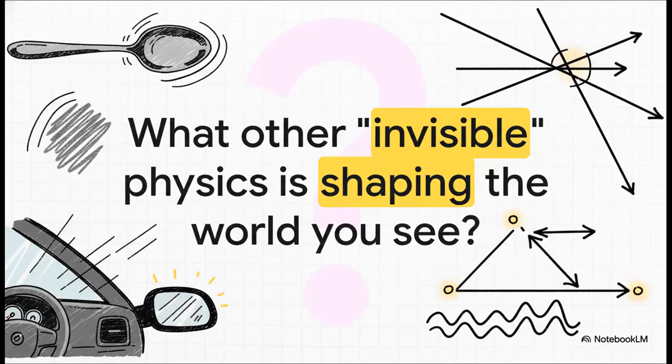So there you have it. From an upside-down spoon to the safety features in your car and the flashlight in your drawer, it all comes down to that one single, simple law of reflection. It just goes to show you that underneath the surface of all these everyday things, there are these elegant and powerful rules running the show. So the question I want to leave you with is this: what other invisible physics is hiding in plain sight, just waiting for you to notice?